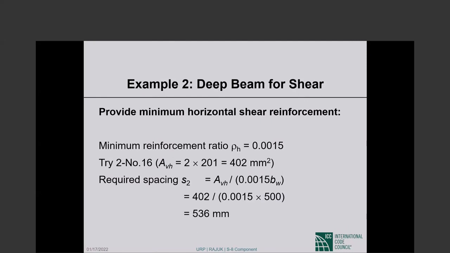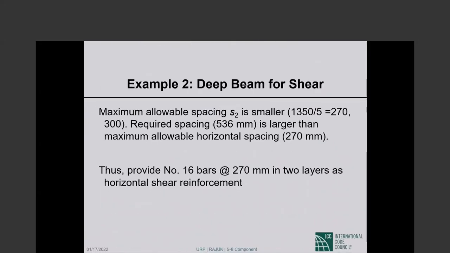Try two number 16 millimeter diameter bars. That will give us A sub VH of 402 square millimeters. So required spacing would be 536 millimeters if we want 0.0015 reinforcement using two number 16, like one number 16 on each face. That's what it means. Then the spacing of the horizontal shear reinforcement is going to be 536 millimeters.